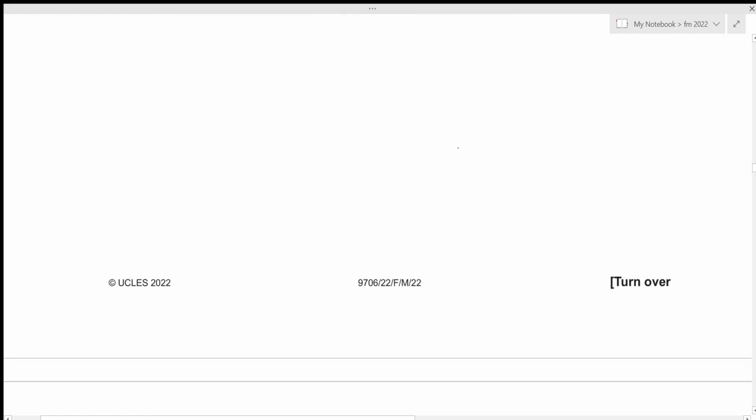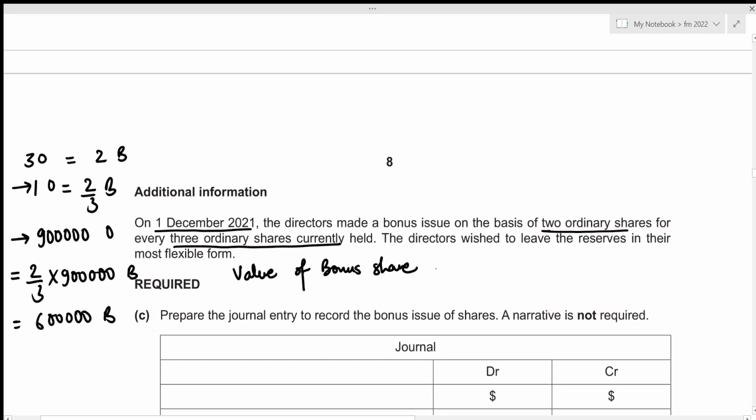Now we can easily figure out the value. So that is just going to be the number of bonus shares, which we just figured out to be 600,000, times the nominal rate of 0.50. And this gives the total value of the bonus shares to be 300,000.